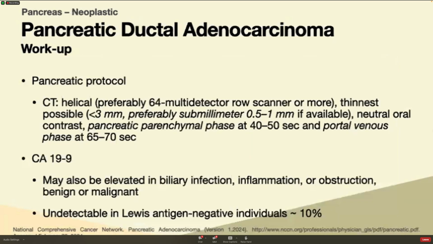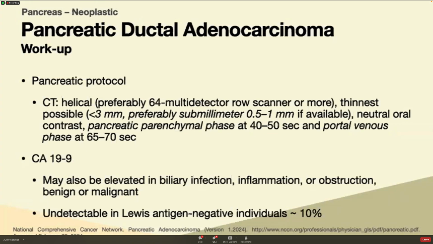So these are just the specifications of a pancreatic protocol CT scan. This usually has thin cuts, less than 3 millimeters. You can give oral contrast, a neutral oral contrast such as water. And there's a pancreatic parenchymal phase and the portal venous phase.